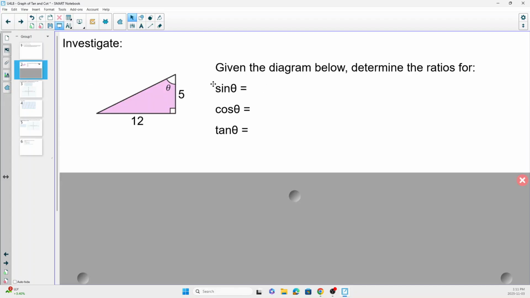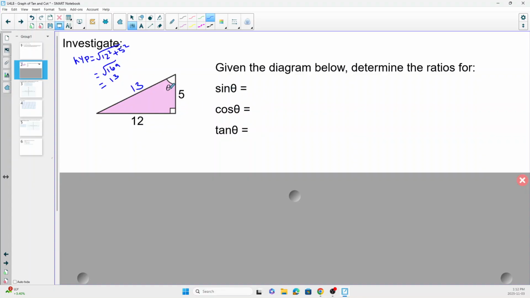So, given the diagram below, determine the ratios for sine theta, cos theta, tan theta. And here we have a right angle triangle, and we have 12 and 5, and this is a triangle where we can find the hypotenuse by saying that the hypotenuse, which is the longest side, is equal to the square root of 12 squared plus 5 squared. And that's 144 plus 25, which is the square root of 169, which is exactly 13. So we have this 5, 12, 13 right angle triangle.